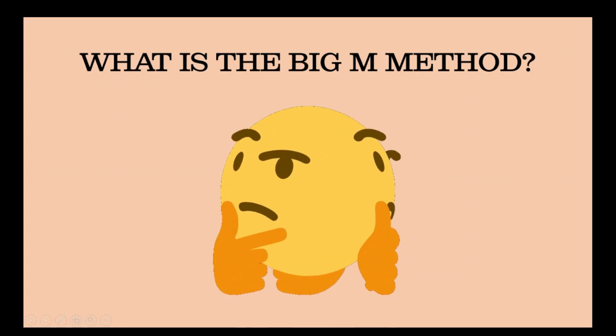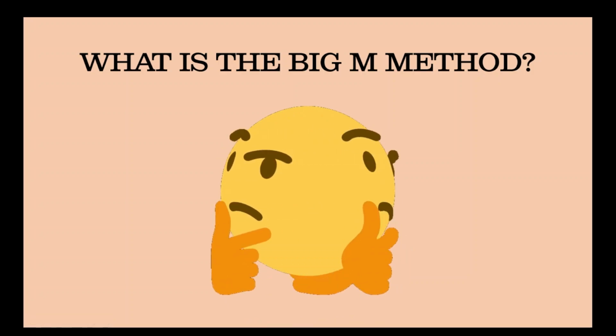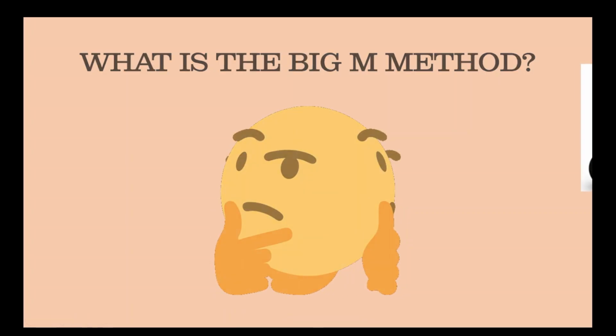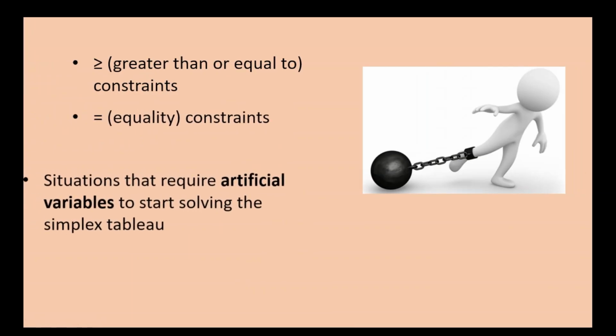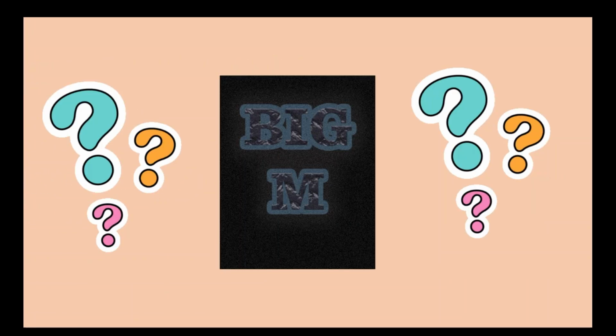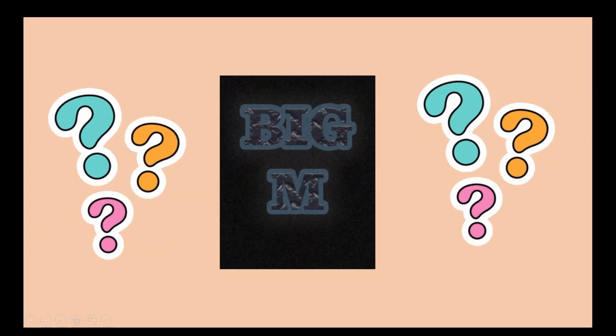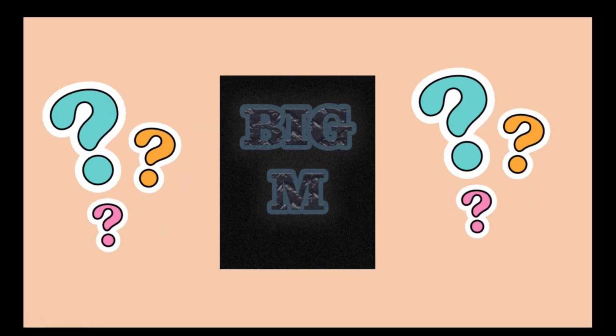The Big M method is a systematic procedure used in linear programming to handle problems involving greater than or equal to constraints and equality constraints. These are situations that require artificial variables to start solving the simplex tableau. The term Big M refers to a very large positive number, big enough that it heavily penalizes artificial variables so that the final solution will force them out of the basis.